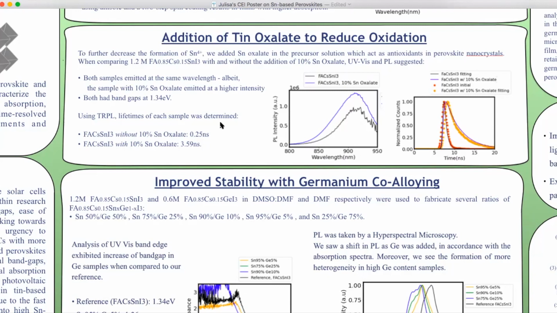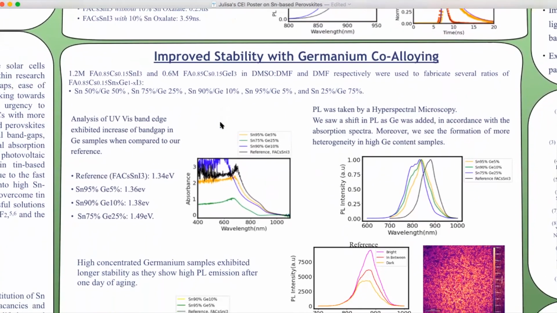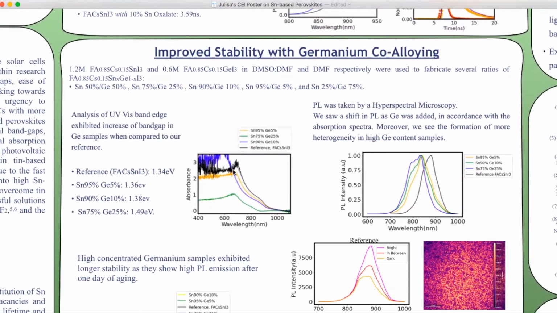And so after finding this recipe with tin oxalate, we looked at further improving stability by alloying germanium with tin in different ratios to passivate defects. And so looking at UV-vis, as expected, an increase in the concentration of germanium in the structure showed a consistent blue shift. And we suggest this is due to the lower ionic radius of germanium. And so this blue shift is consistent with the blue shift that was shown in the photoluminescence.